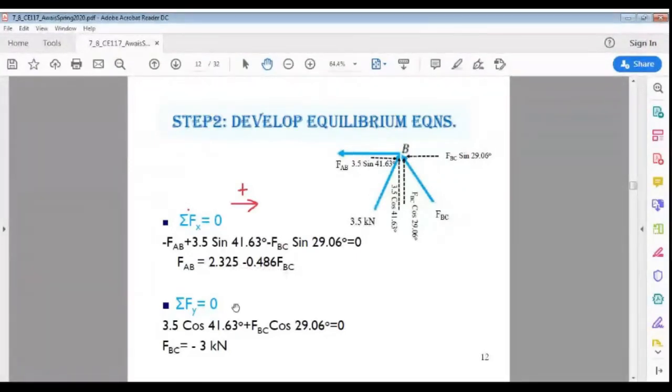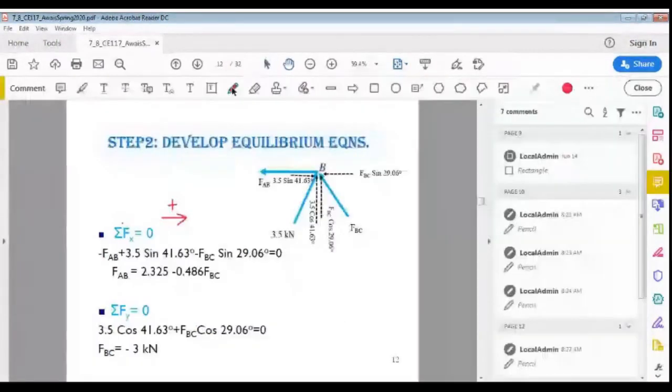Then apply the second equilibrium equation, sum of the forces in the y direction must be equal to zero. So the y component of this force plus the y component of this force: 3.5 cos 41.63 plus FBC cos 29.06. Simply from this, I can get FBC equals minus 3 kilonewton. So I know the force in one of the chains, which is minus 3 kilonewton. The negative sign indicates that the direction of the force in member BC is incorrect. So I have assumed an incorrect direction of the force. In reality, the force is in this direction.